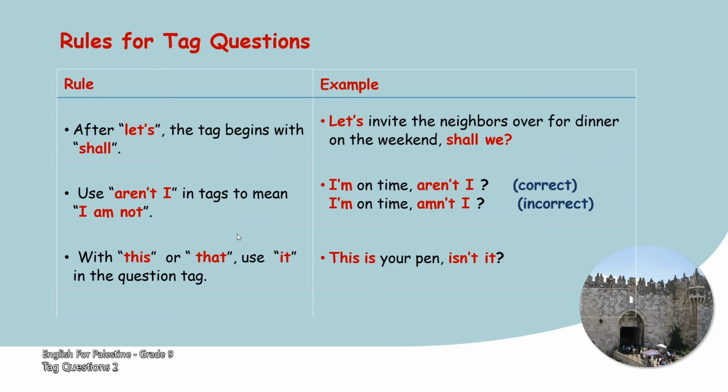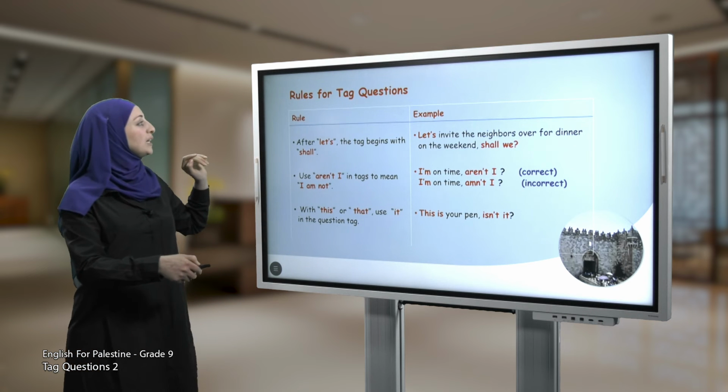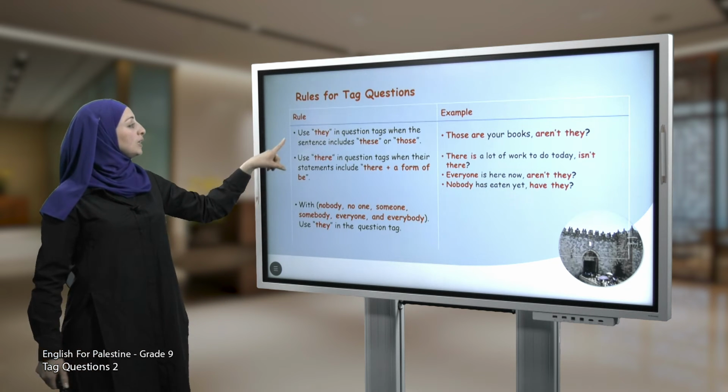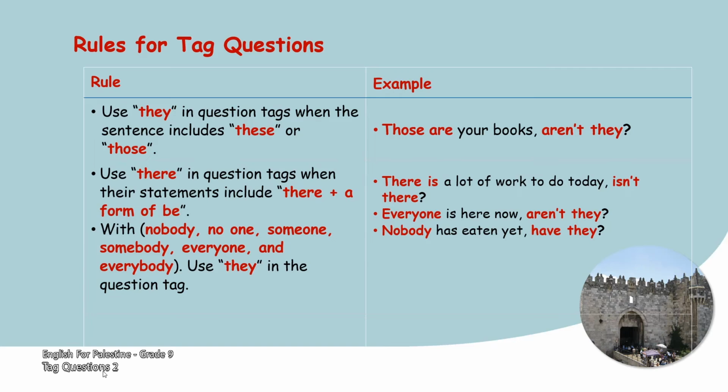Number three, with this or that, use it in the question tag. Example, this is your pen. The question tag here, isn't it? Let's continue with the rules. Use they in question tags when the sentence includes these or those. Example, those are your books, aren't they?